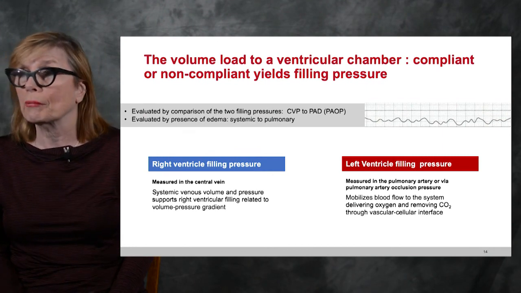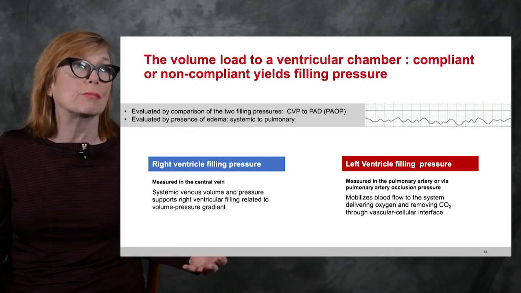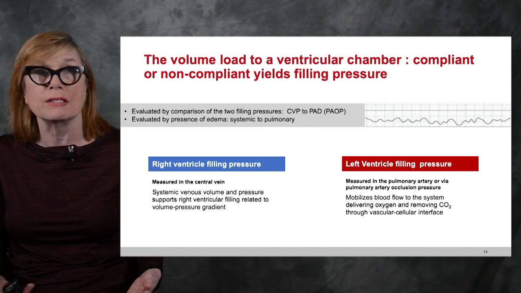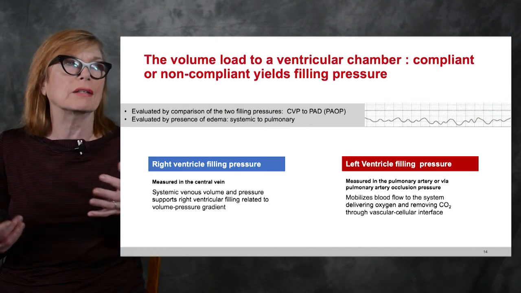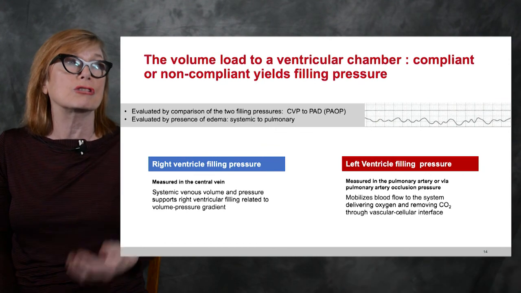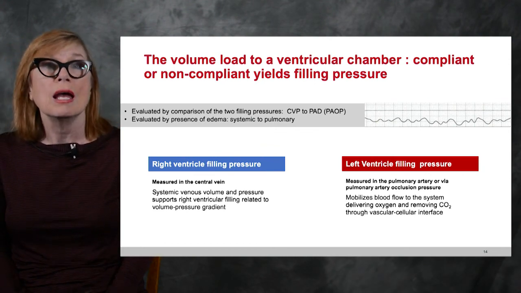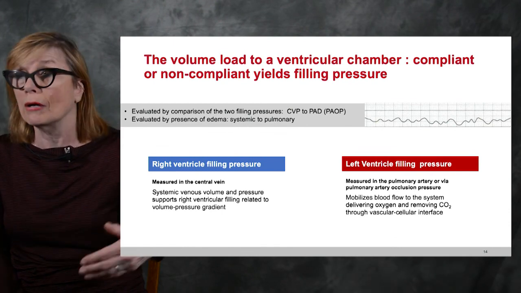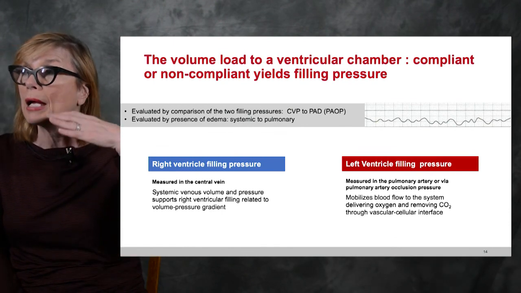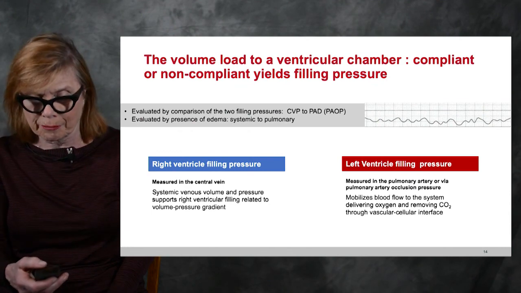Left ventricular filling pressure is going to be measured by, of course, your PA catheter with the wedge pressure or PAD, but it's also going to be subjectively evaluated by the presence of interstitial volume in the pulmonary bed and the failure to oxygenate patients. And again, we really have to understand this and measure it and be able to explain it appropriately.